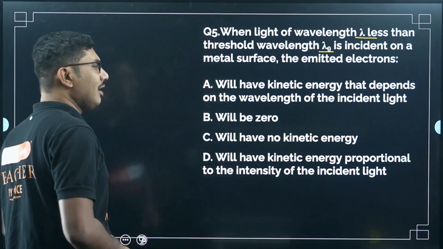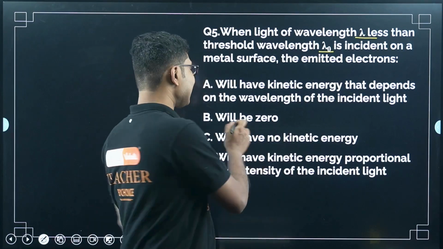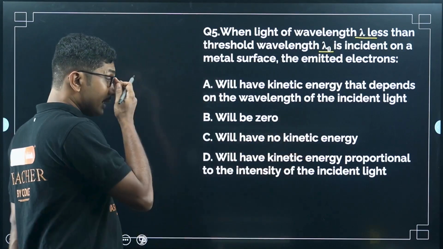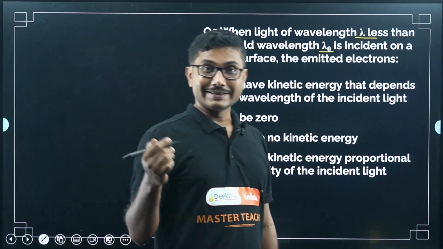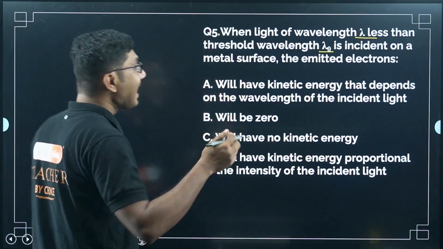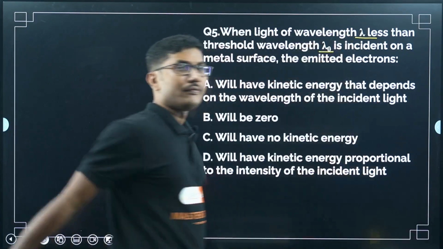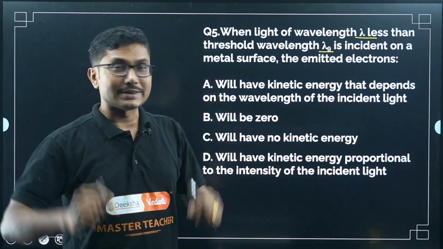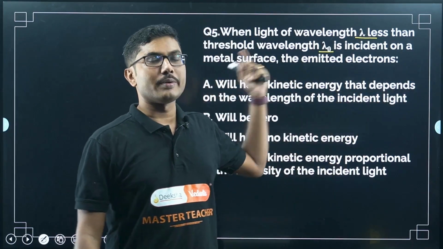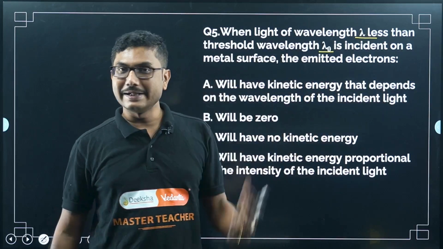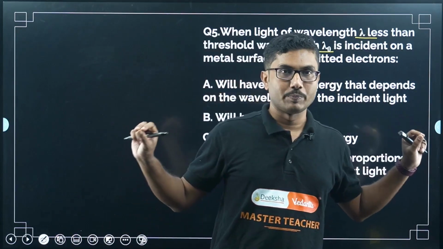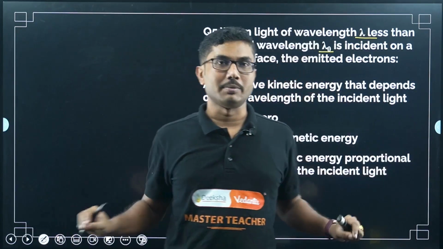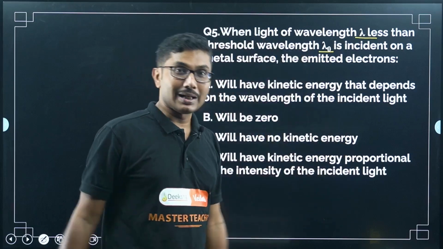Now first of all, it is very tempting to mark this as 0, but remember that it is not given in terms of frequency. If the same question was asked in terms of threshold frequency, that is, frequency nu less than the threshold frequency nu naught incident on a metal surface, then it would have been 0. There would have been no emission, but this is given in terms of wavelength lambda.